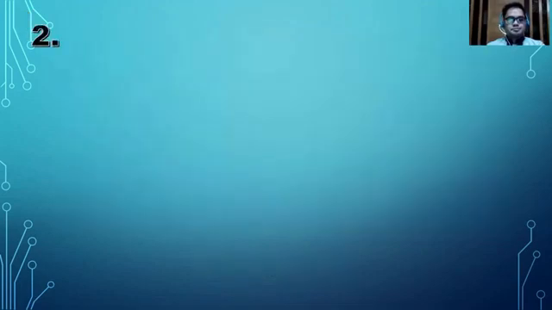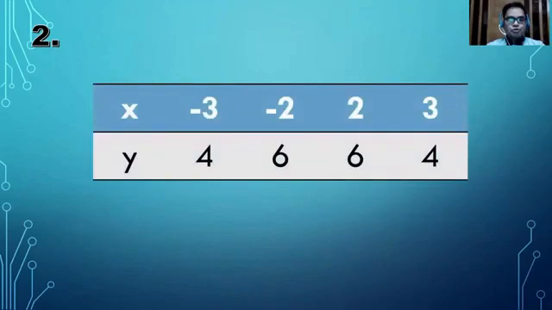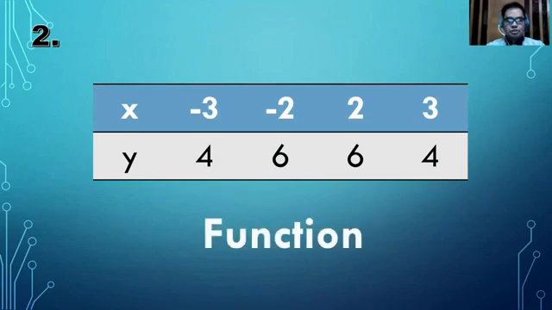Okay, number 2. Is this a function or not a function? Okay, this is a function. What makes this one a function? We have these ordered pairs, negative 3 and 4, negative 2 and 6, 2 and 6, 3 and 4. Now the abscissas are negative 3, negative 2, 2 and 3. This is a function because you cannot see any having the same abscissa. They are unique, and that makes it a function.